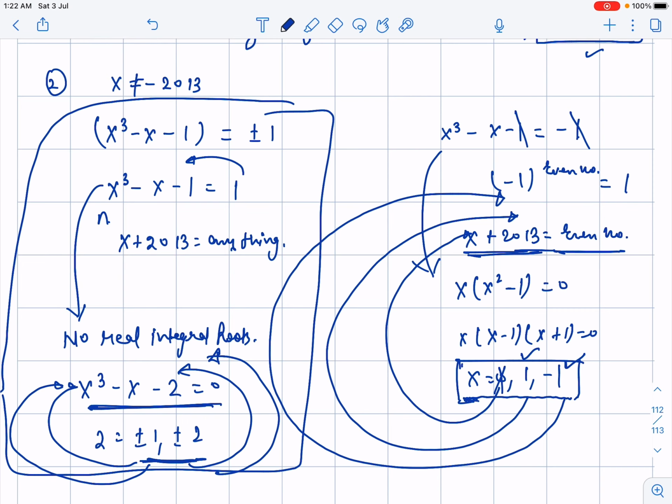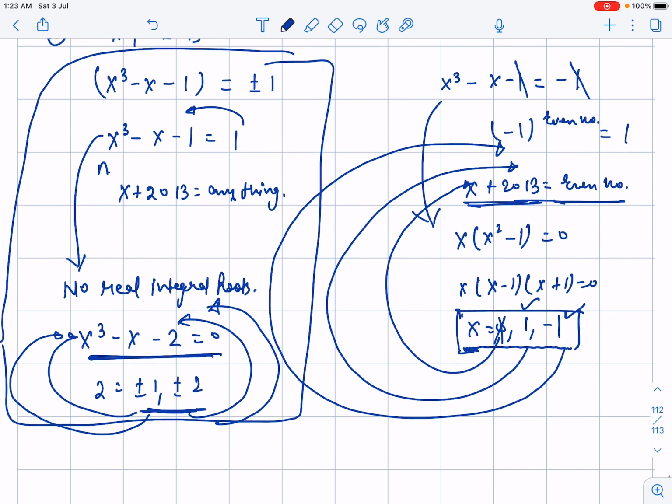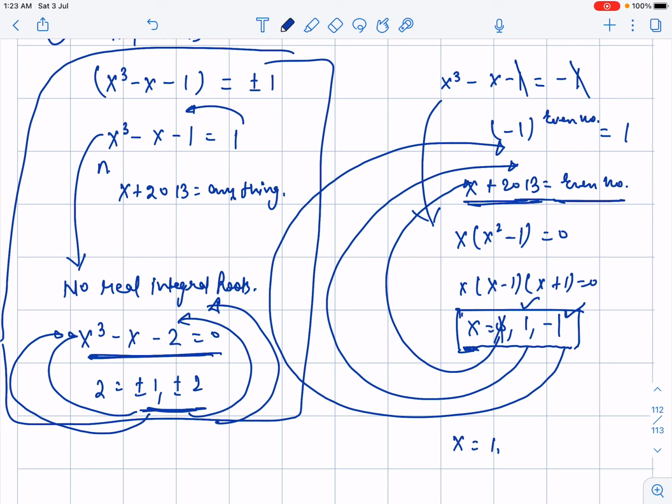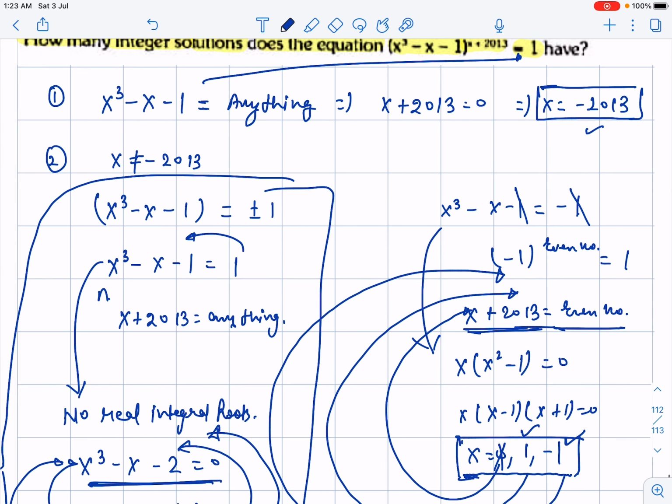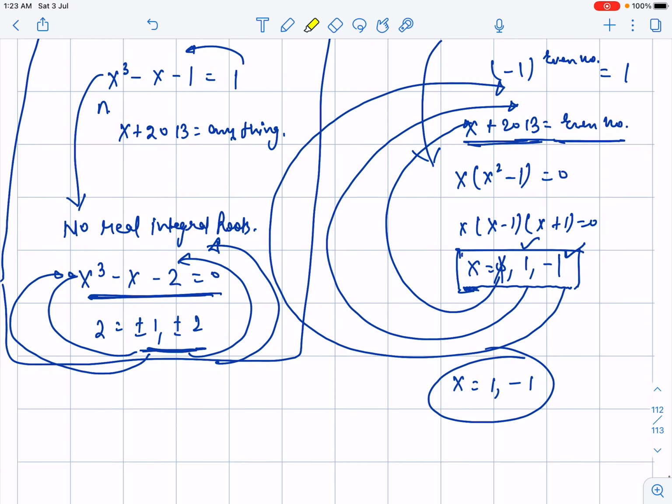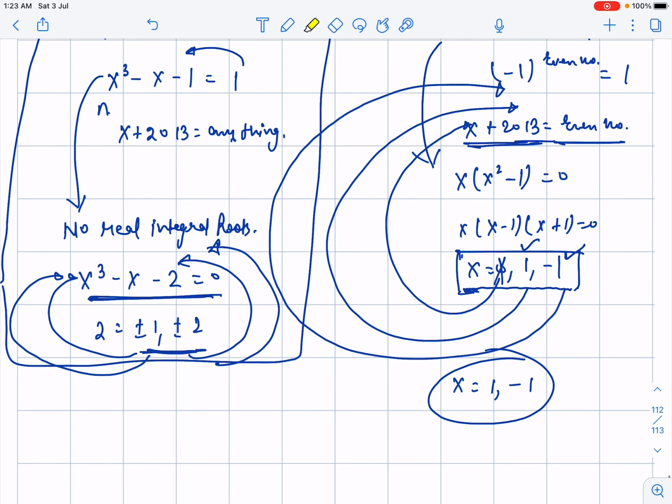Hope you guys would have got my point. So this portion will be yielding how many integral solutions? 1 comma minus 1. And the very first case has yielded one integral solution, you might be remembering, x is equal to minus 2013. So in all for this question I got how many integral solutions? Guys, I got 3 integral solutions for this equation.